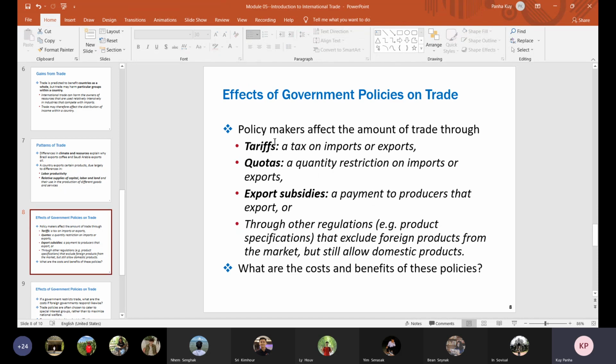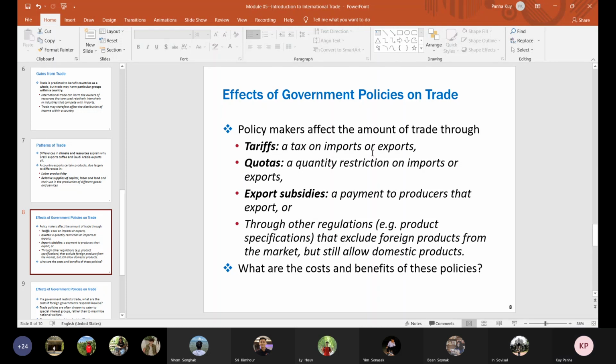The government may impose a tariff. The government may impose a quota. The government may introduce an export subsidy policy, or the government can impose other regulations. And here at the end are the meanings. The tariff refers to a tax on imported or exported products. Don't confuse it as only an import tax. Export also has a tariff. Import or export, that is a tariff.